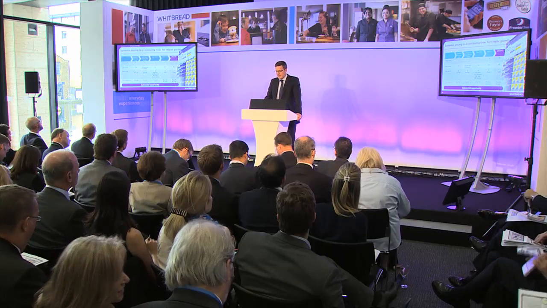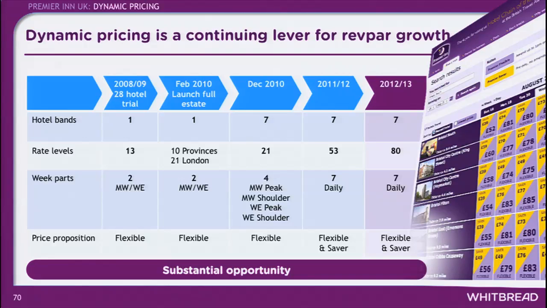Dynamic pricing has been a lever for growth as we've introduced more sophistication into how we set price. Five years ago, we had a very simple approach to pricing. We priced all hotels using the same yield curve and varied our pricing according to just two factors, week part and daily demand, which itself was reflected by just 13 rate levels.